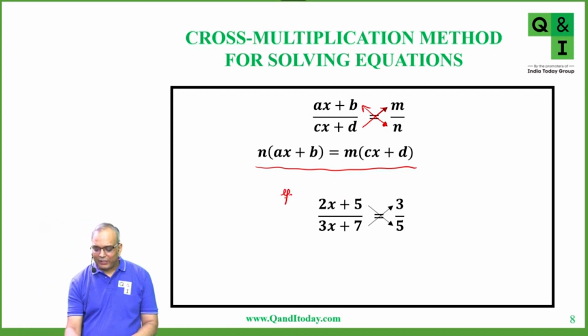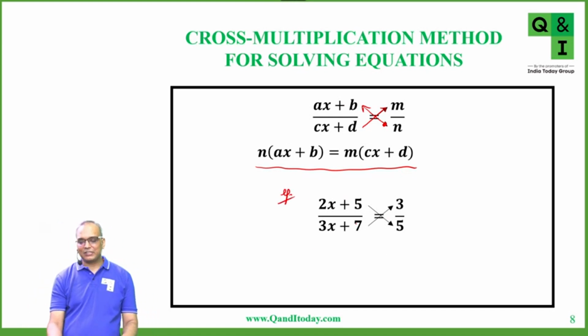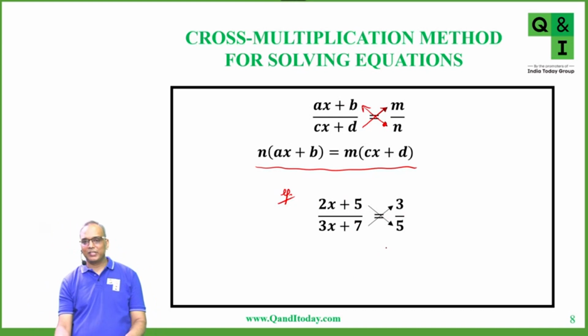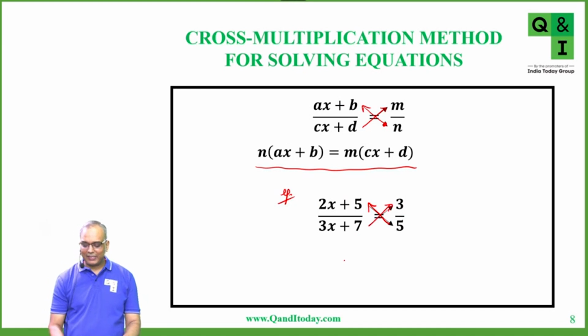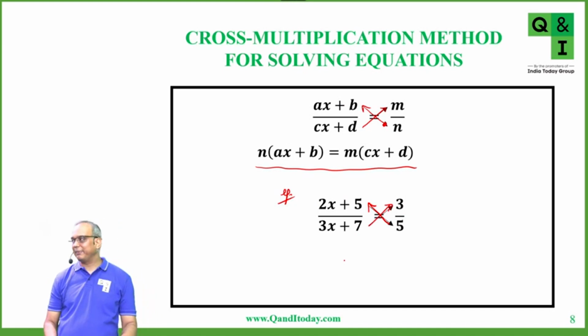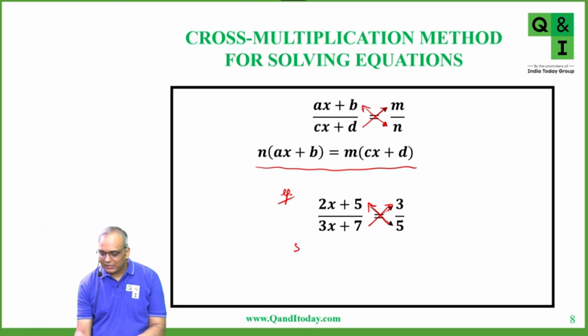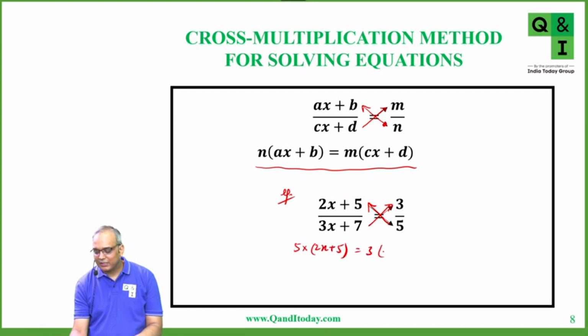So for example, if we have something like this, (2x + 5)/(3x + 7) = 3/5, we will cross multiply this. So we will take 5 to the other side and multiply, and we'll take 3x + 7 to the other side and multiply. So when we do this, students, what are we going to get? 5 times (2x + 5) is equal to 3 times (3x + 7). So we will get 10x + 25 is equal to 9x + 21.